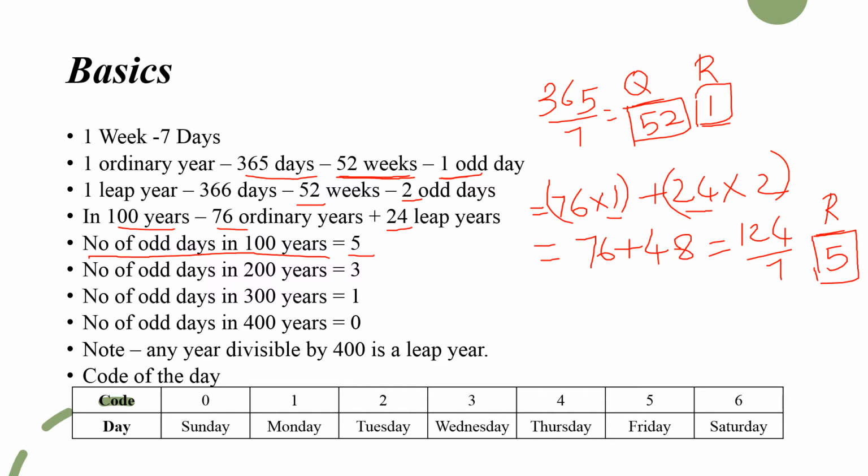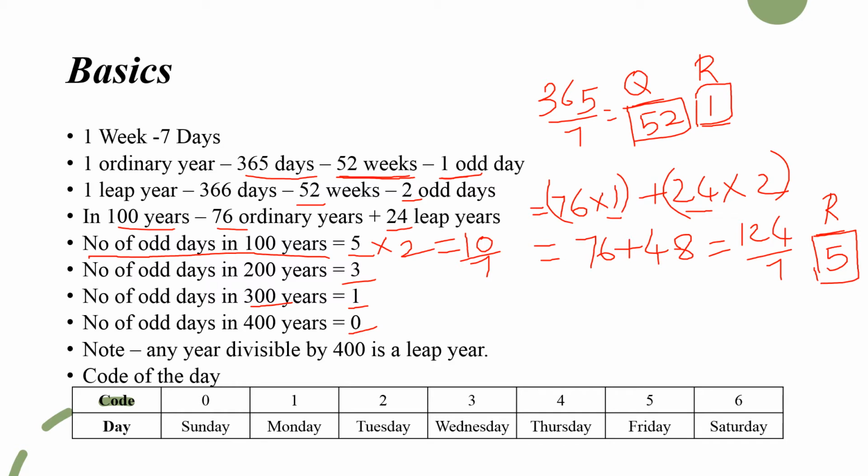So in 100 years, there are 5 odd days. For 200 years, we multiply this by 2, since the number of odd days in 100 years is 5. It gives 10. If we divide 10 by 7, it gives a remainder of 3, so the number of odd days in 200 years is 3. Similarly, we find the number of odd days in 300 years and 400 years. Therefore, the number of odd days in 300 years is 1 and in 400 years is 0.